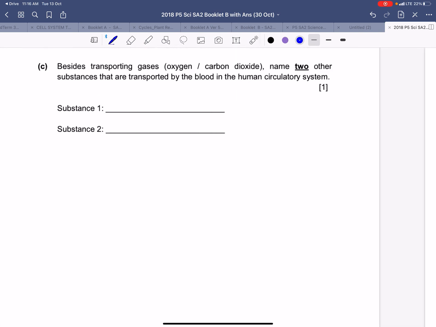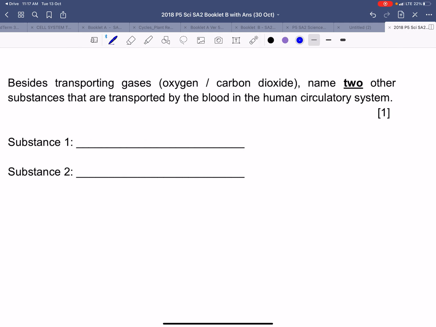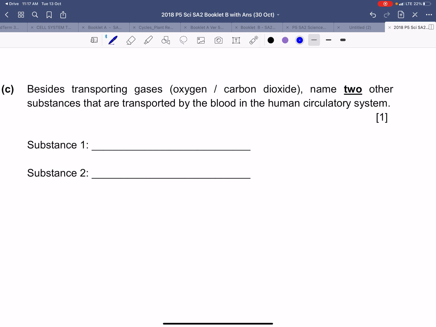Moving on. Besides transporting gases, name 2 other substances that are transported by blood in the human circulatory system. Now, I want to talk about this. This one has very serious implications. Listen up. Eyes on screen. It's a very common mistake that y'all ignore the fact that it says besides gases. Two, you have a very serious misconception, or you give a very general comment, like what?